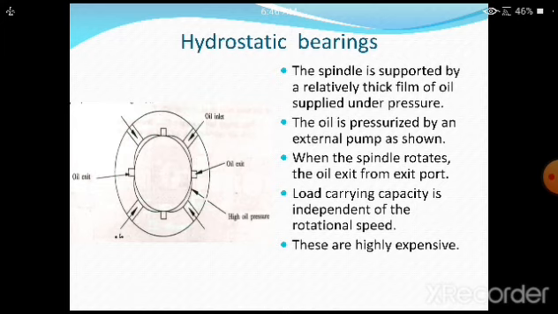So that is why it is possible to have a thick film of oil, and the load carrying capacity is definitely more, because we are providing extra support for the bearing by the provision of a pump. The main function of the pump, which is external to the bearing, is to operate continuously, so that it is possible to maintain a certain thickness of oil between the spindle and the bearing. These bearings are more suitable for higher load carrying capacities compared to hydrodynamic bearings.